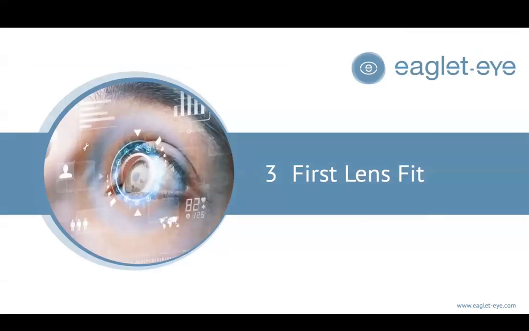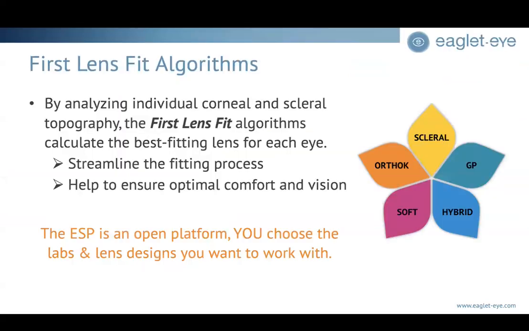Now, first lens fit is where things get back into the clinic. That goes through some of the features of the ESP, and I want to talk briefly about first lens fit because it's totally awesome. First lens fit allows us to take data and move it into lens design. First lens fit algorithms include scleral lenses, OrthoK lenses, soft lenses, hybrids, and GPs. The really cool thing about them is that they play nice with a variety of different manufacturers, and I'll share that with you. Basically, the first lens fit algorithm is the primary point that I use in the clinic, so we collect data, we analyze data and look at it.